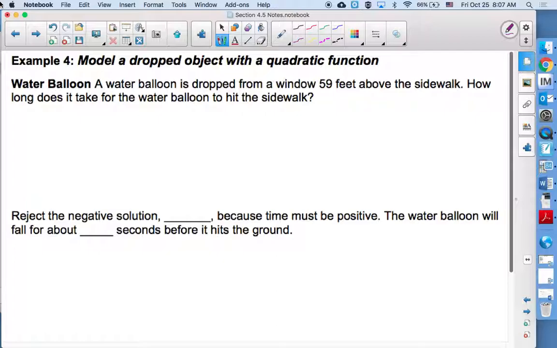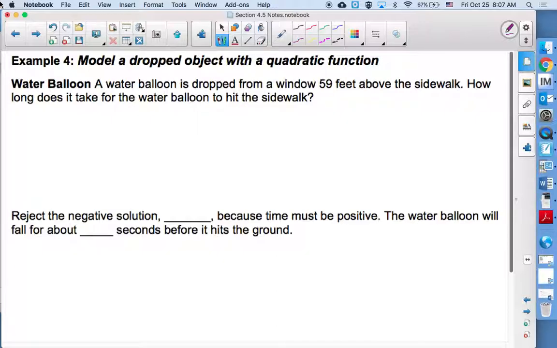And here's a water balloon. So it says that a water balloon is dropped from a window 59 feet above the sidewalk. That would probably hurt if it hit somebody. 59 feet. It's probably about 4 or 5 stories. How long does it take for the water balloon to hit the sidewalk?